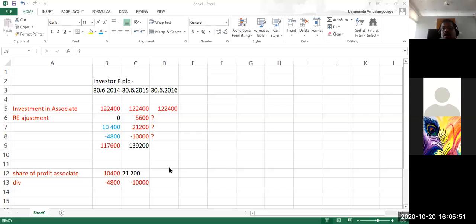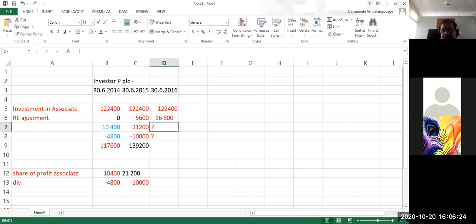If I go back to my normal calculation, you can remember my calculation, Excel sheet. What would be the figure here? The retained earnings adjustment there, of course, can you remember, 16,800. Is it clear? Okay.